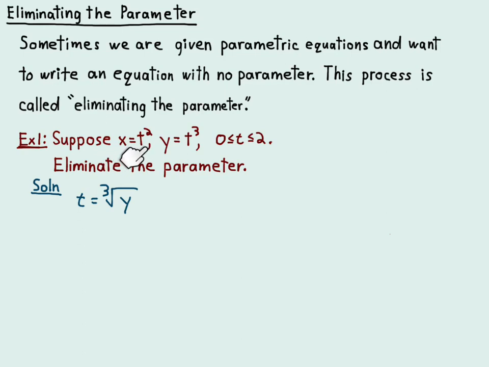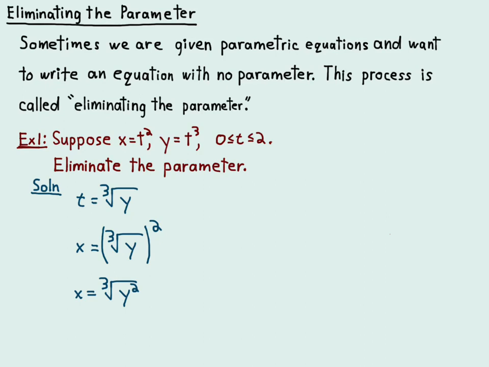And then you take this value for t and plug it into this value, x equals t squared. And what you get is x equals the cube root of y, squared, which you could rewrite as x equals the cube root of y squared, where the y squared is inside the radicand. Those really mean the same thing. And so that's eliminating the parameter.